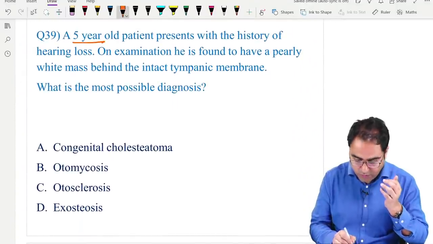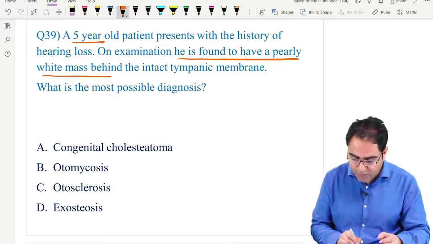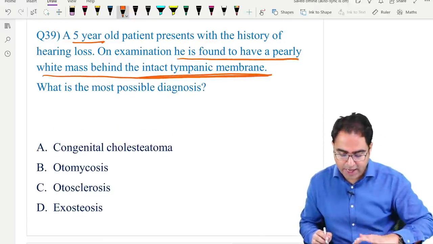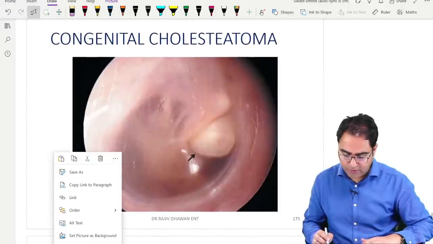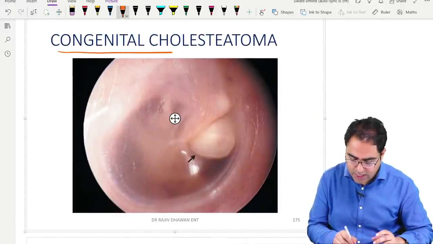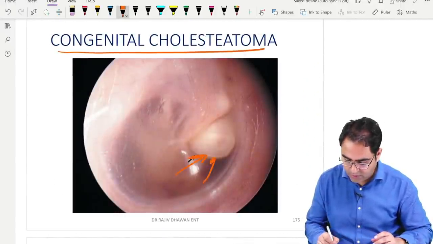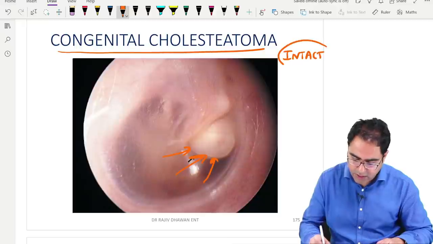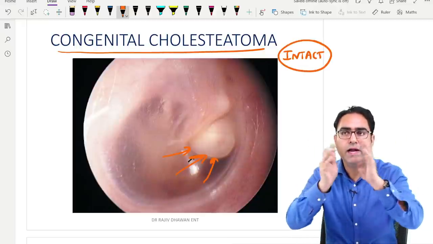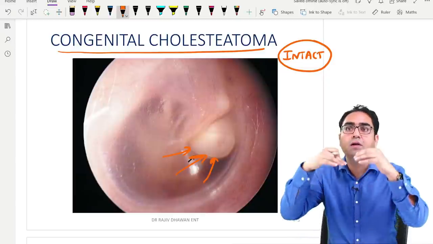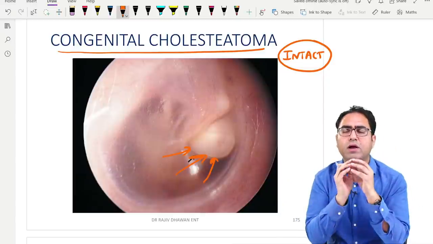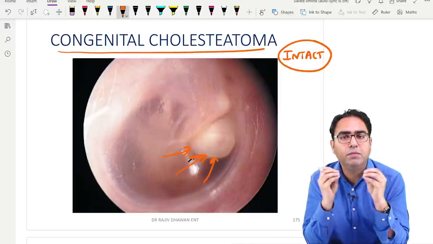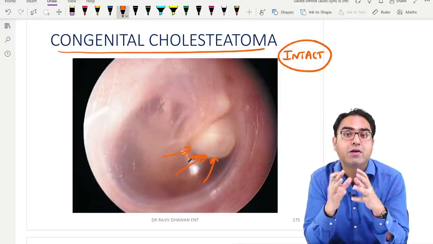Five-year-old patient presented with hearing loss and he is found to have pearly white mass behind intact tympanic membrane, beta. This one is a typical case of congenital cholesteatoma. Can you see pearly white mass behind intact? The key word is intact, which means the skin has not gone from outside. Intact tympanic membrane means whatever happened in the embryological life. So, the clue is pearly white mass behind intact tympanic membrane is a 100% clue for congenital cholesteatoma.